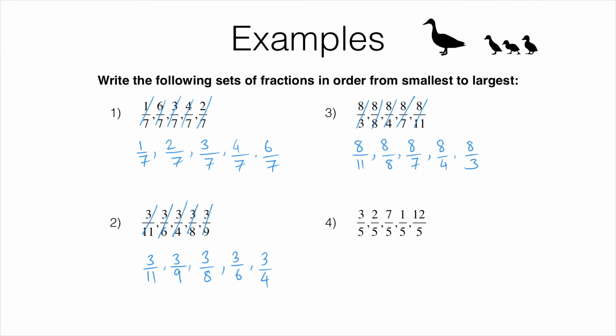Question 4 is like number 1 again. This time we've got common denominators and lots of different numerators. So what we need to do is put the numerators in order from smallest to largest, just like we did over here in question 1.